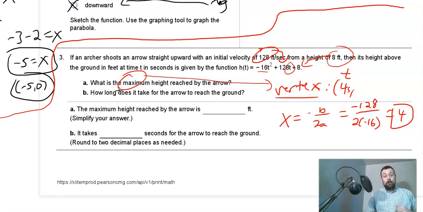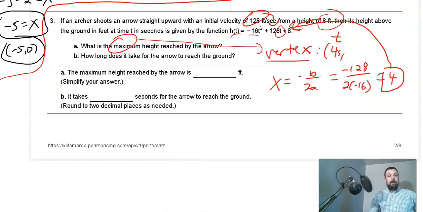But that's not what we're looking for. We don't want to know how long it takes to reach the maximum height. We want to know what that maximum height is. And so to find the height itself, we have to take this value of x, plug it into the equation to find h. So it's the y-coordinate that gives us the height that we're looking for. We have the x-coordinate. We need to find the y-coordinate. So let's go ahead and do that.